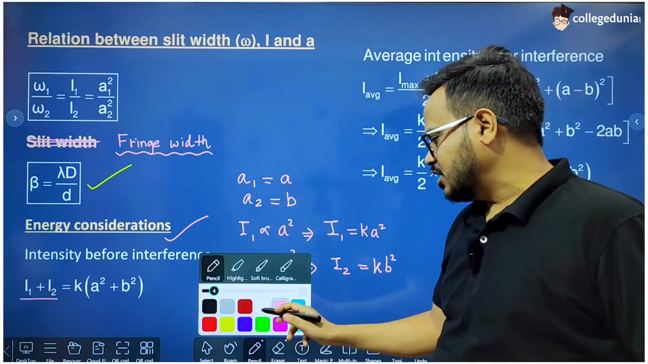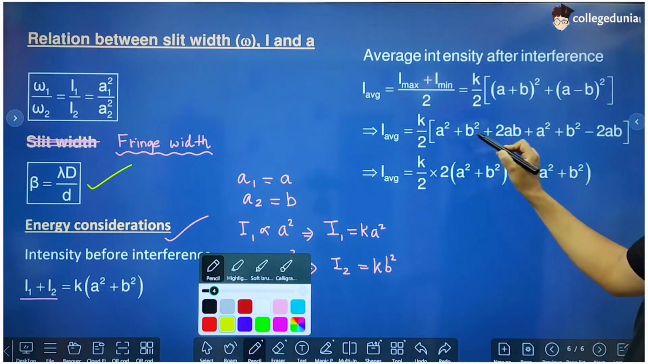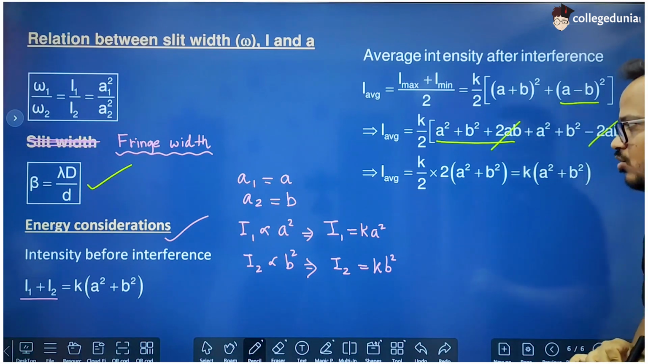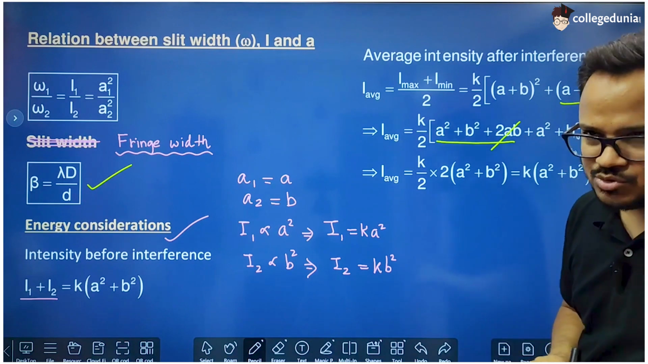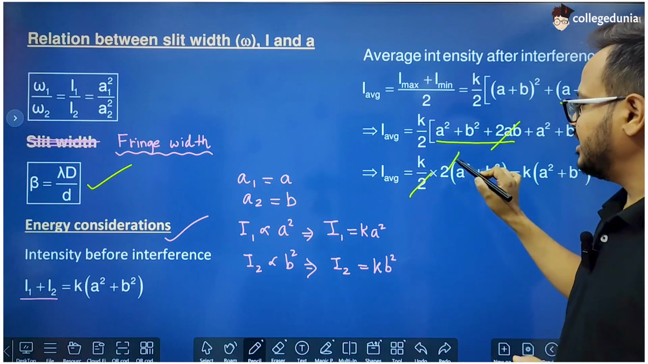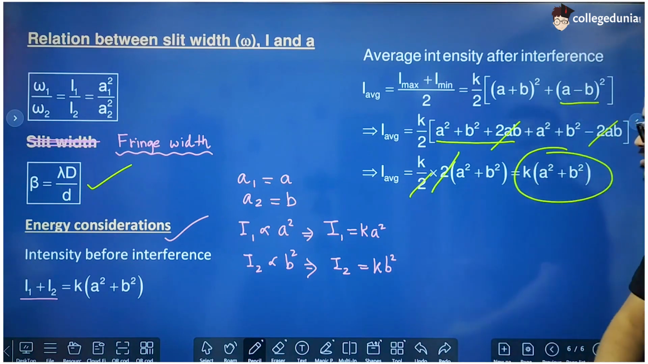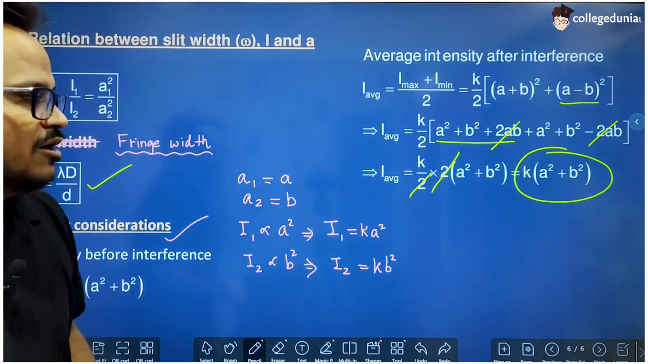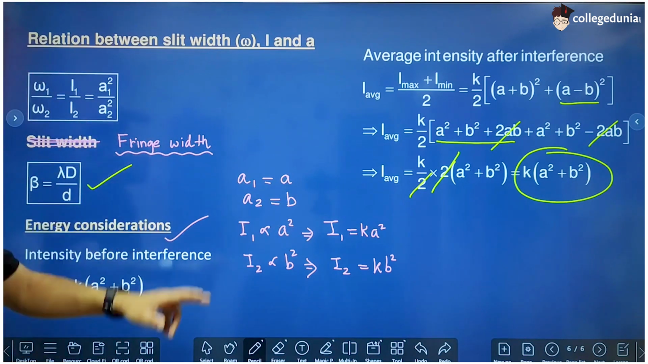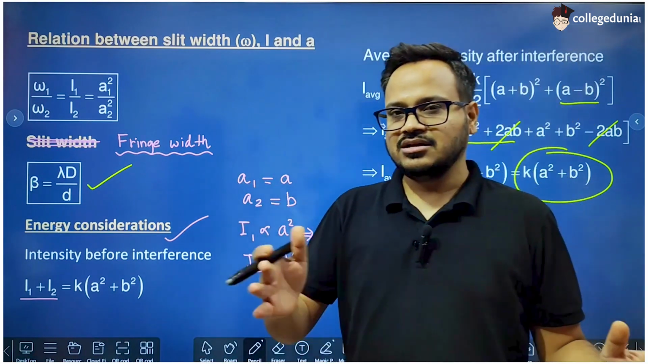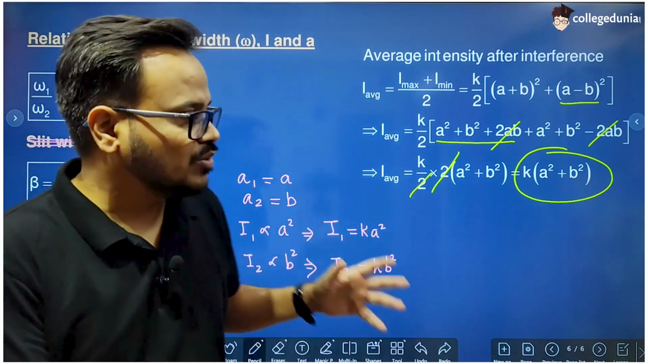Now expand this using the identity of A plus B whole square. So if we expand this, we will get A square plus B square plus 2AB, and if we expand this, we will get A square plus B square minus 2AB. Now this 2AB and 2AB will get cancelled out, and A square plus A square is 2A square, and B square plus B square is 2B square. Taking 2 common and these 2's get cancelled out, we will get this intensity as K into A square plus B square, which is again same as the intensity before the interference of waves. So there is just the redistribution of energy, but there is no loss or gain of energy. So energy remains conserved in this experiment, right? So that is what we had to prove.